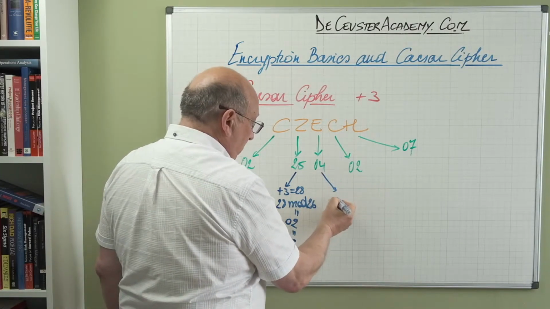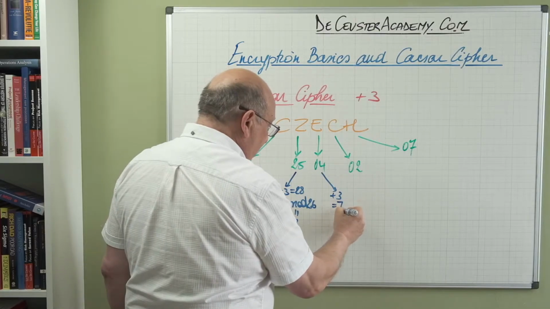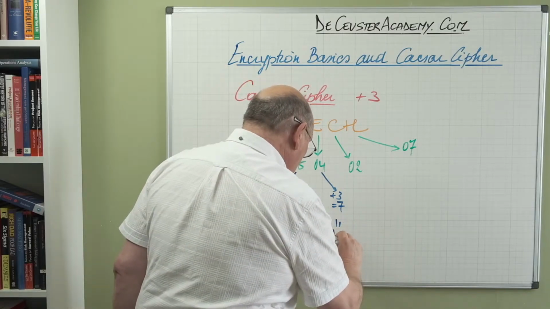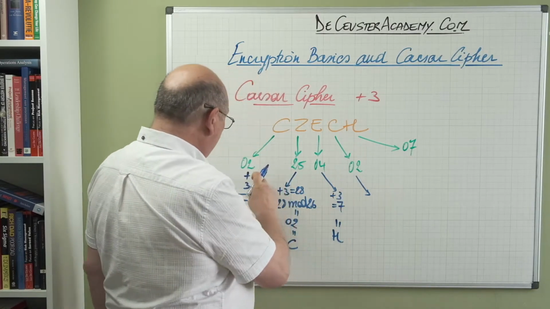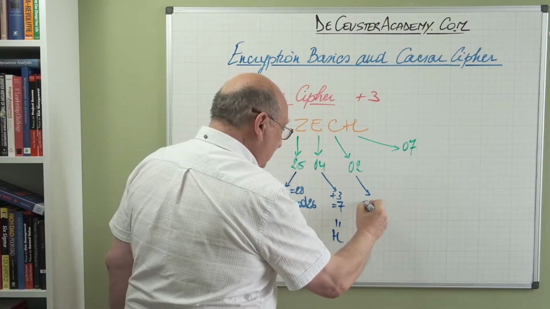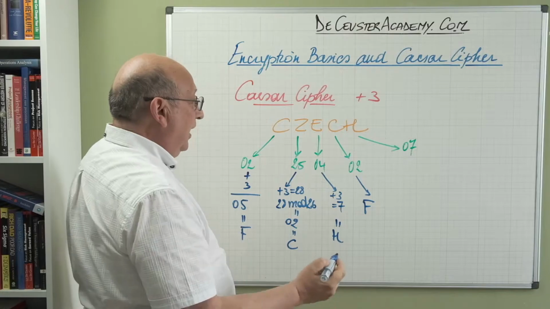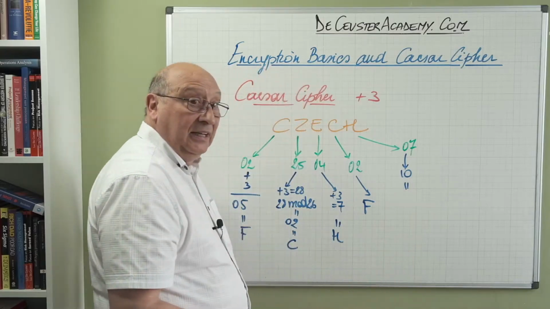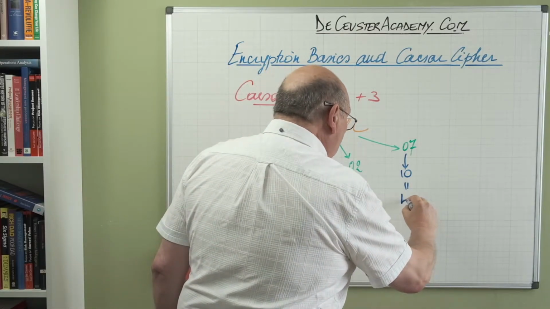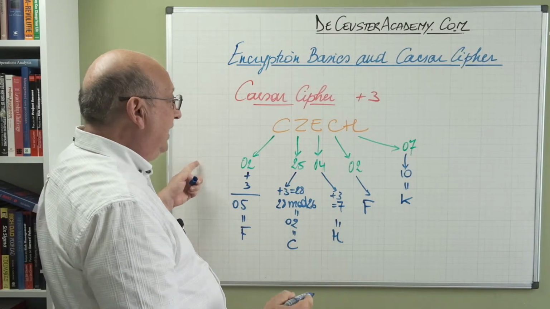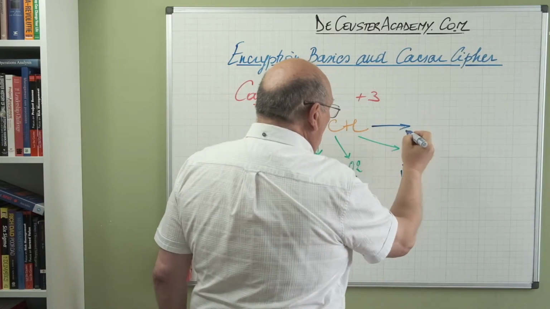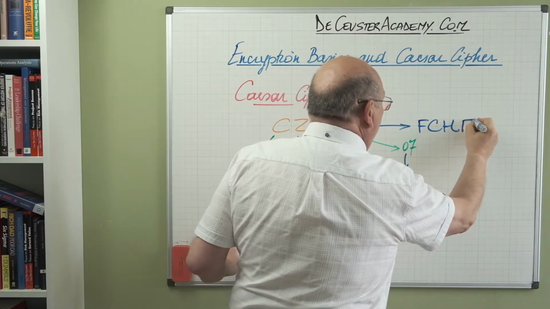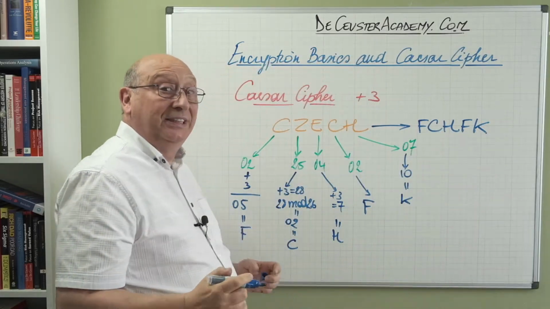For 04 plus 3 is 7, and the 7th letter in the alphabet is the H. Then we have 2, it's the same like this one, so we can immediately say that it's an F. And the last letter here, 07 plus 3 is 10, and 10 gives us the letter K. So basically, when we look at CHECK and we encrypt it, we find FCHFK, and that's the message we send.